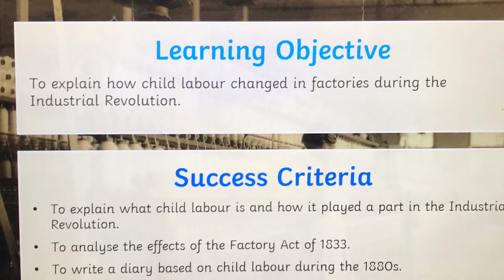So, our learning objective for today is to explain how child labor changed in factories during the Industrial Revolution. Our success criteria is to explain what child labor is and how it played a part in the Industrial Revolution, to analyze the effects of the Factory Act of 1833, and to write a daily diary of child laborers from the standpoint of the 1880s. And we'll talk about this one more at the end of class.